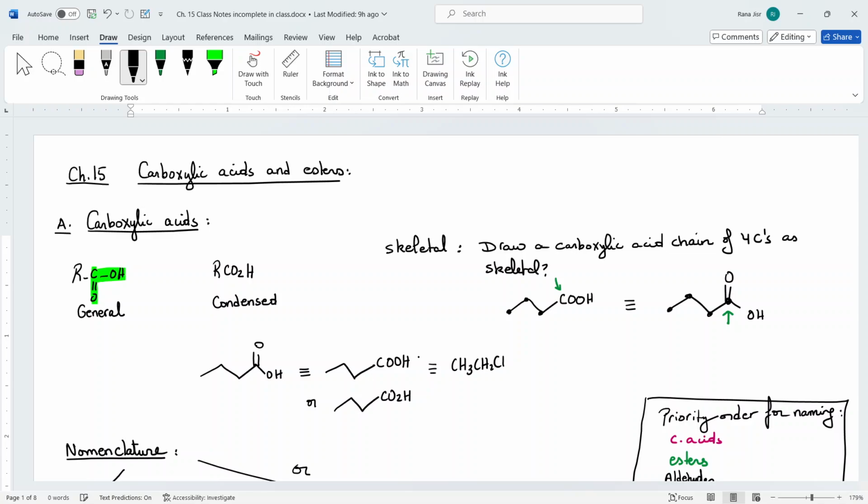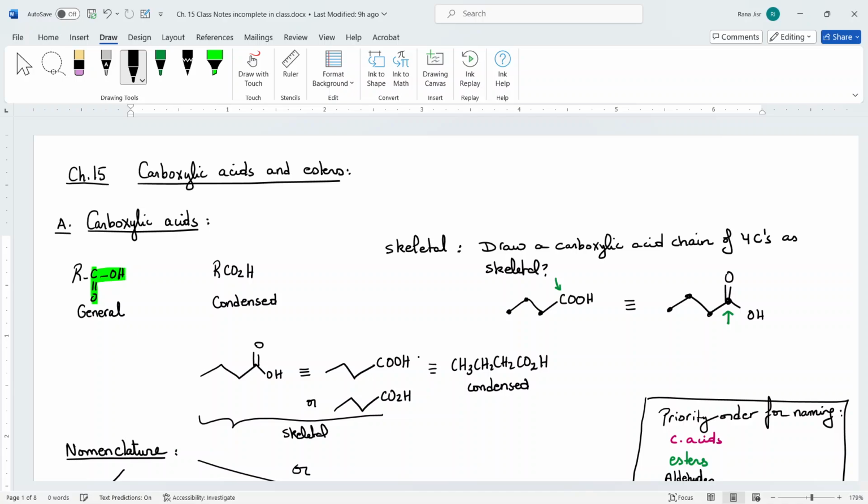This is a CH2, it's a CH2, and then the CO2H in there, and that is going to be the condensed form of the 4 carbon chain carboxylic acid, and this one is the skeleton.